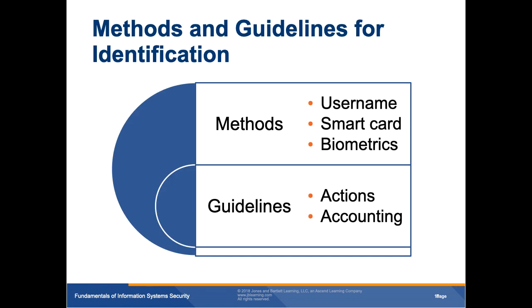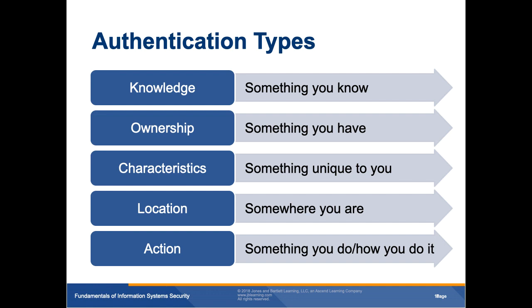Methods and guidelines for identification. Some methods: username, smart card, biometrics. Guidelines are the actions, and the accounting or the logging, auditing. Authentication types: knowledge, something you know. Ownership, something you have. Characteristics, something unique to you, such as your fingerprints. Location, somewhere you are. Actions, something you do and how you do it. So the way you type on a keyboard could be an action.